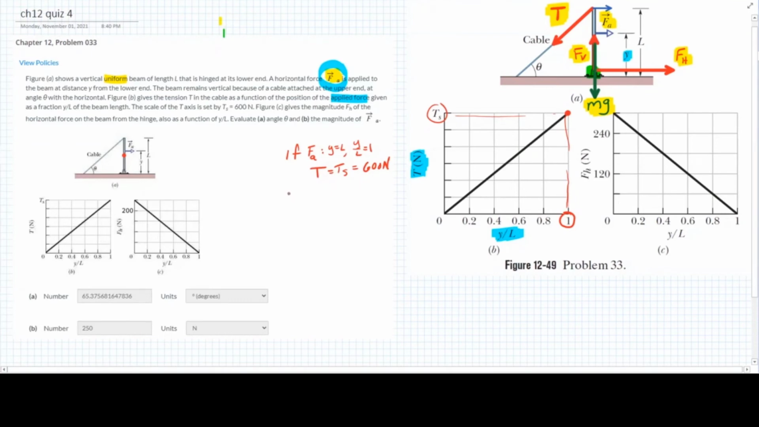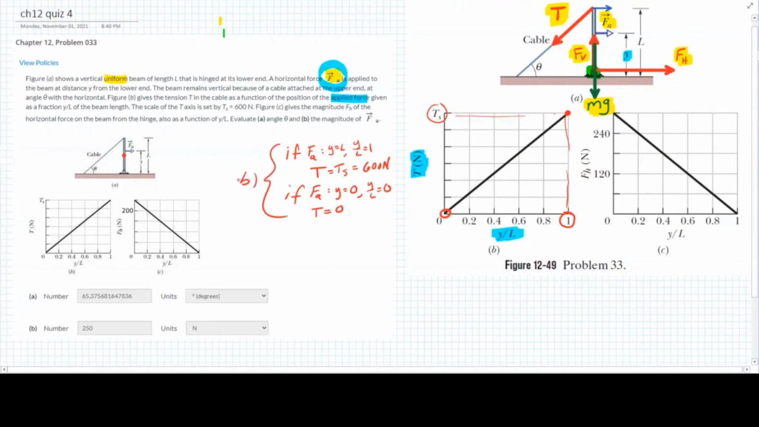What about, and I'm again spending a lot of time trying to digest all this graph stuff, if F sub A is applied at Y equals 0? That means Y over L equals 0, which means now I'm looking at this point right here. And that means T equals 0. Okay, fine, I guess. Can I get anything out of this? Not yet, I don't think, other than just graphical interpretation. So that's the graph in B.